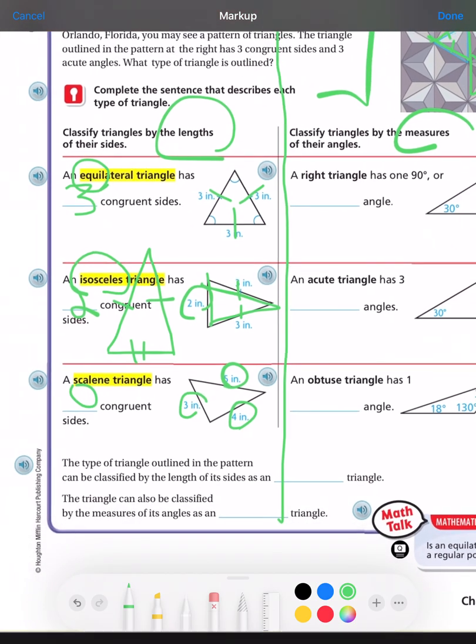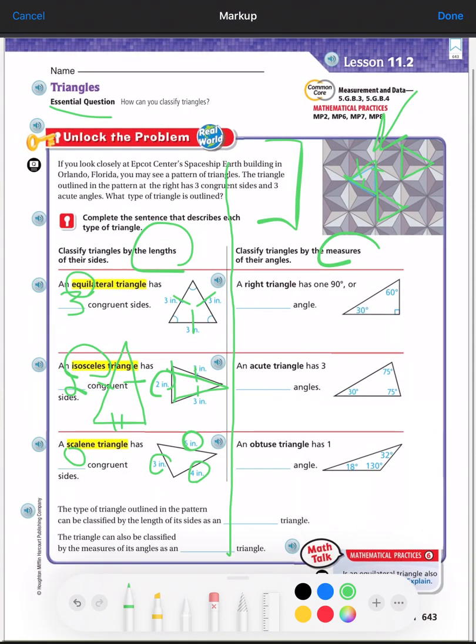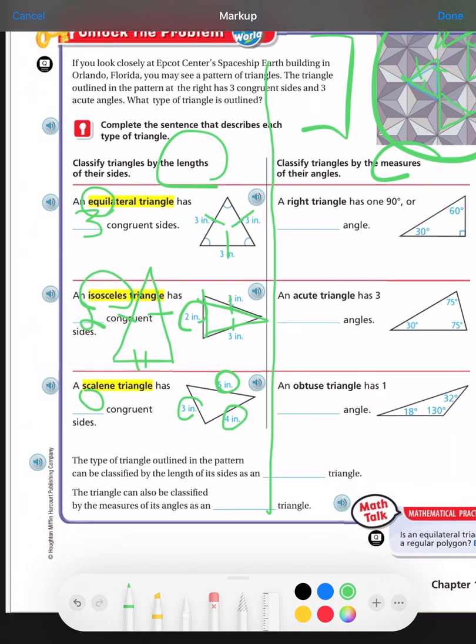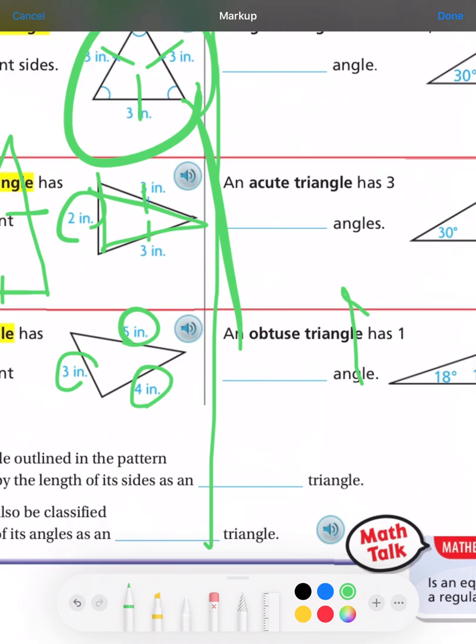And what it says down here below is that the type of triangle outlined in the pattern, and we're talking about this pattern up here in Spaceship Earth, can be classified by the length of its sides as what kind of triangle? Well, remember, that was this one up here. It is actually an equilateral.